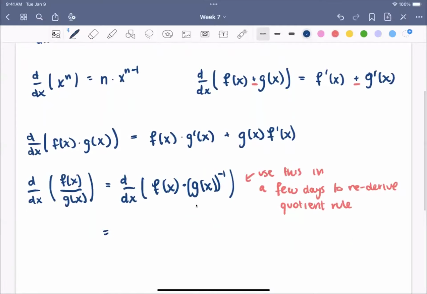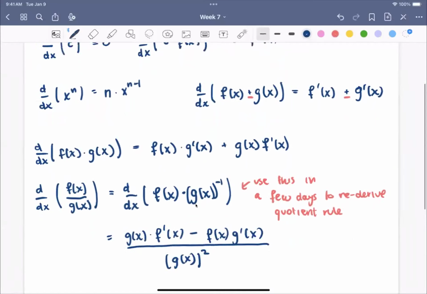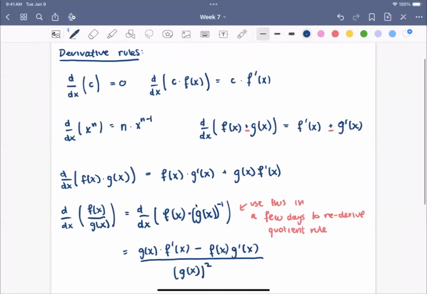So we get g of x times f prime of x minus f of x g prime of x, divided by g of x squared. Okay, so on Friday, we saw all of these derivative rules, and you can use these in combination with one another now to take the derivative of many different types of functions. So polynomial functions, rational functions, etc.